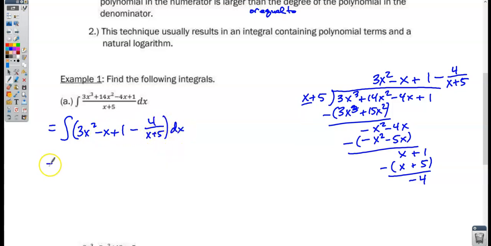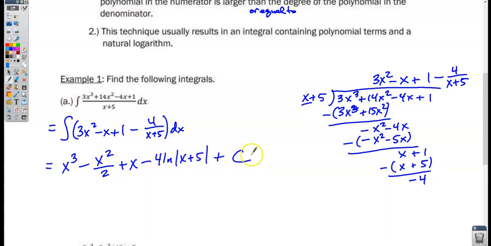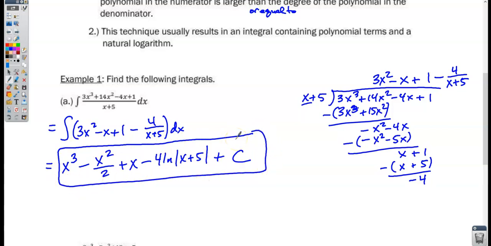And now I'm just going to go ahead and integrate this thing term by term. The integral of 3x squared is x cubed. The integral of minus x is minus x squared over 2. The integral of 1 is x. And the integral here is 4 natural log of the absolute value of x plus 5. Don't forget your plus c. And boom, there's my integral using long division. And as promised, polynomial terms and a natural logarithm.